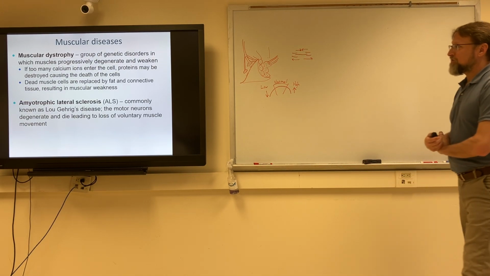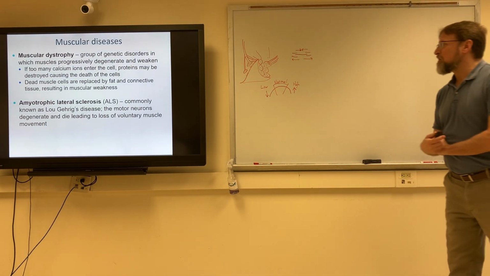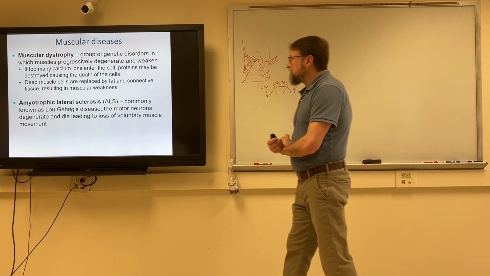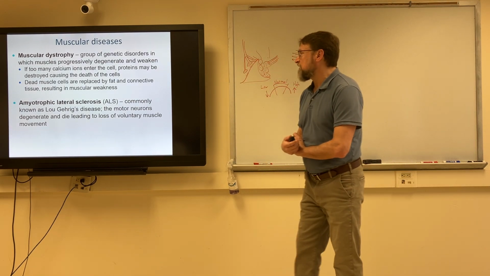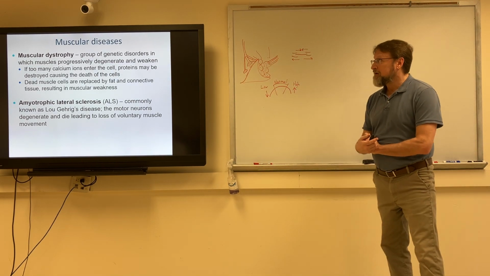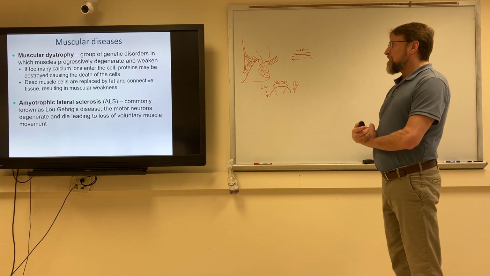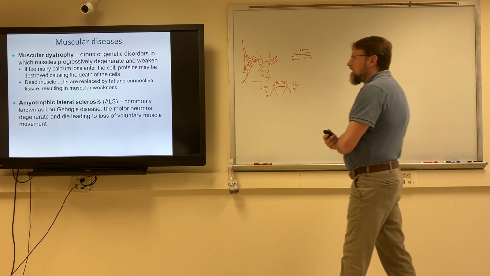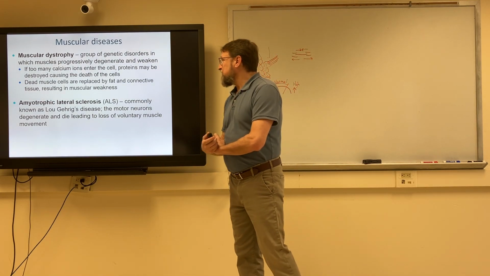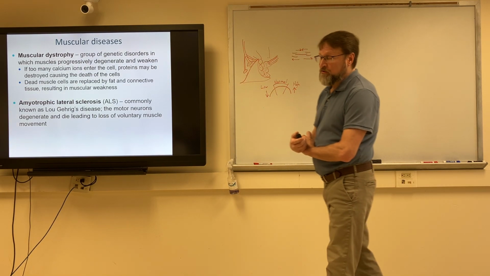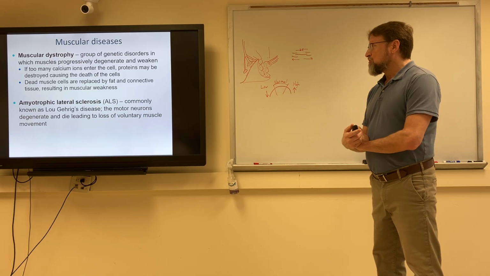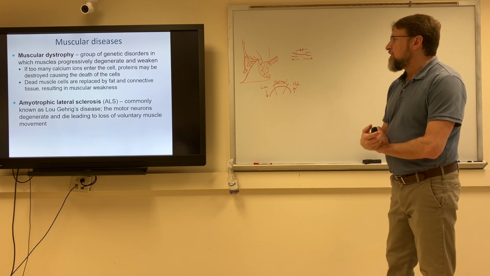And then we'll just throw a couple of diseases in there. These are never things I test you on, but you may have heard of them. Muscular dystrophy tends to affect males, and it tends to be fatal early in life. It is a genetic disorder. The muscles degenerate and weaken. Too many calcium ions get in and destroy the proteins, and then the dead muscle cells are actually replaced with fat and connective tissue, so they no longer can contract.